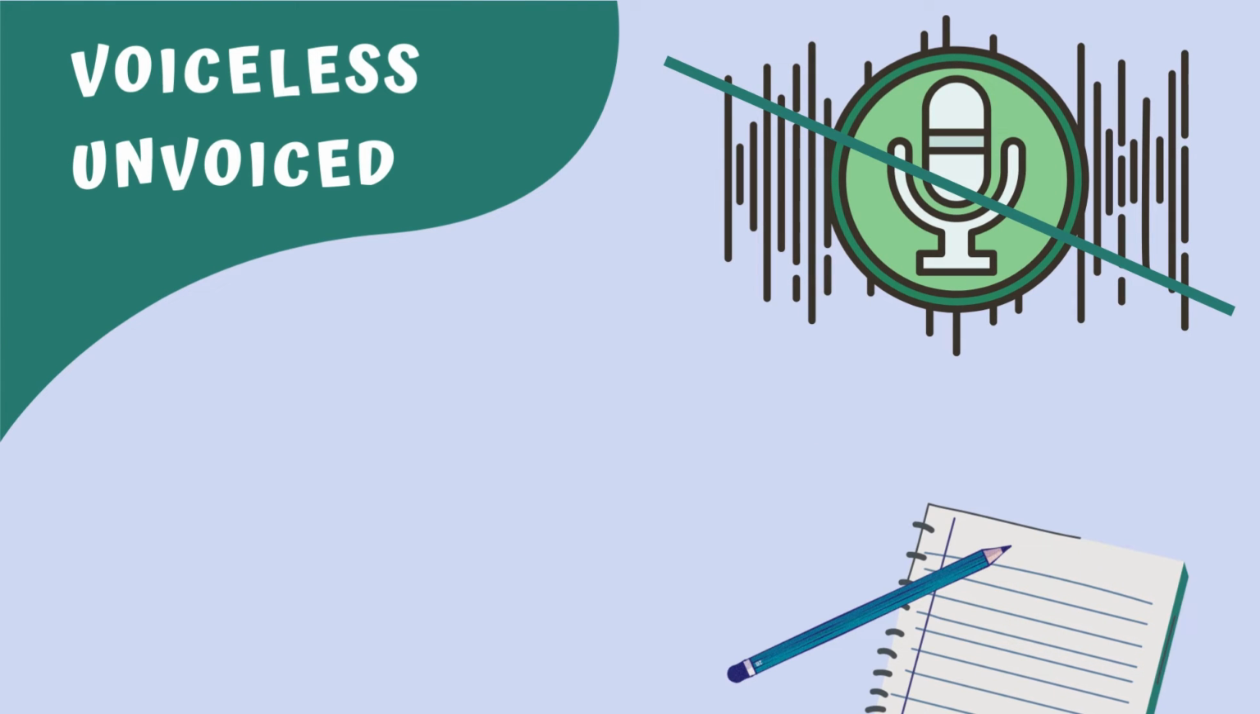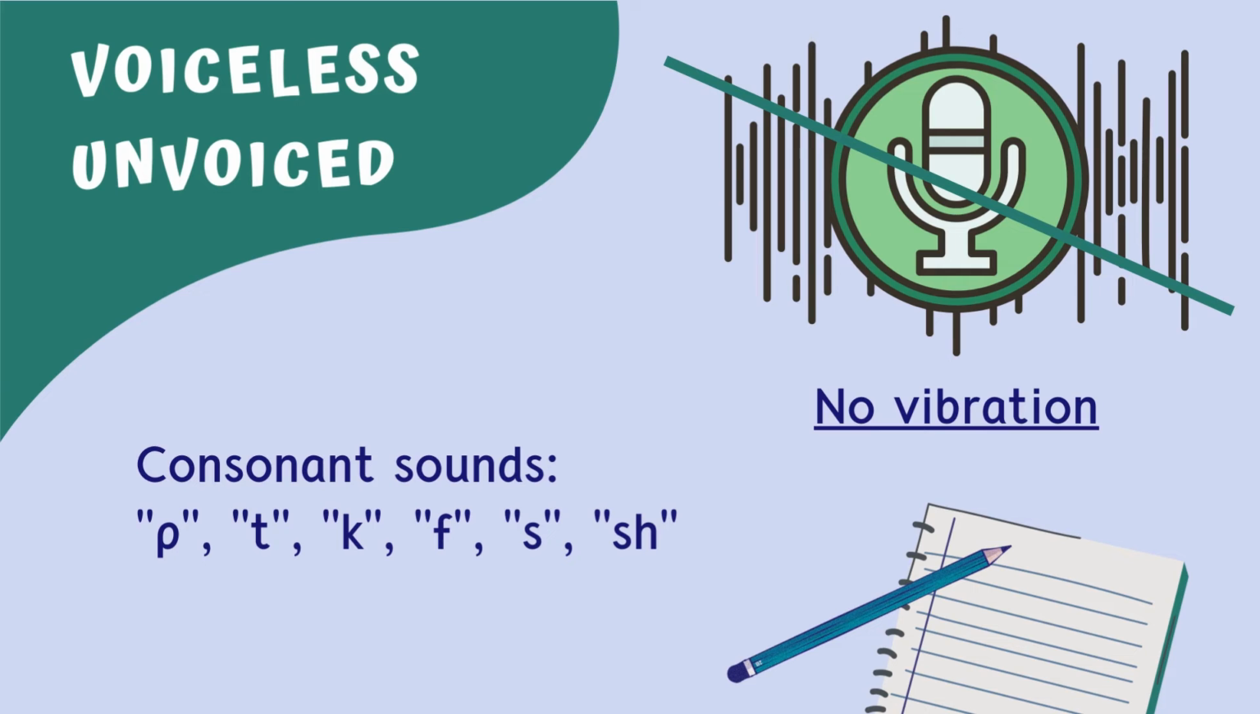Now let's continue. In contrast, for voiceless or unvoiced sounds such as p and sh, the vocal cords remain open and no vibration occurs. Instead, the sound is produced by forcing the air through a constriction in the vocal tract, such as between the tongue and the roof of the mouth for t and k, or between the upper teeth and the lower lip for f and s. Let's practice so you can feel the difference.